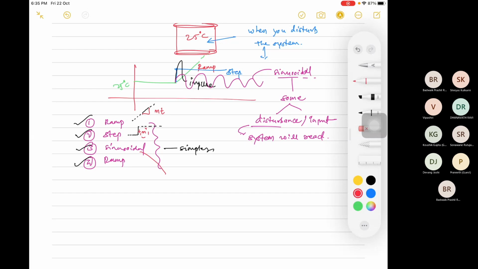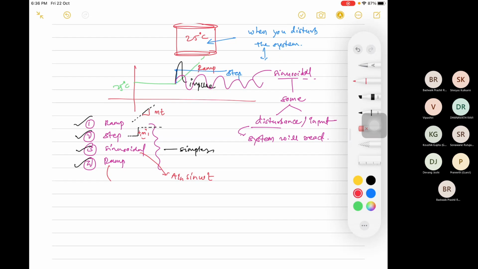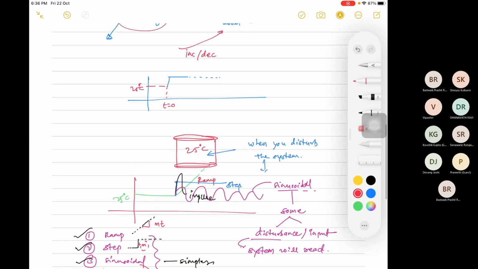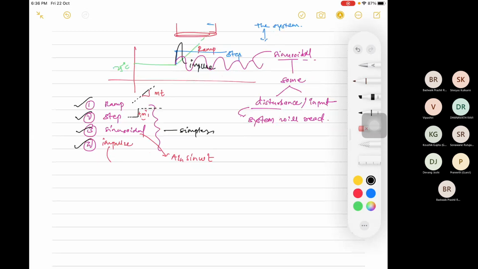In case of sinusoidal, you will have a in sin omega t. Wait, one is repeated. This should be impulse. In impulse you need to only think of it as a tangent to the step response. So I think all of you are aware of this response.